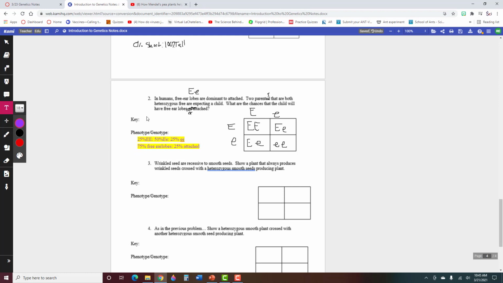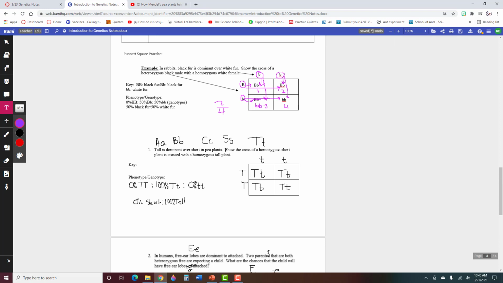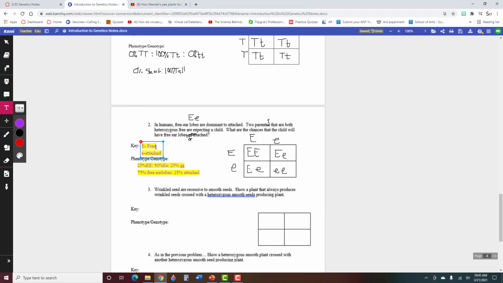And then let's do the key here. So capital E is the trait for free, and then lowercase e is the trait for attached. Okay, and then let's add on, so you could be this, or this, and then here down at the bottom, it's just this one.